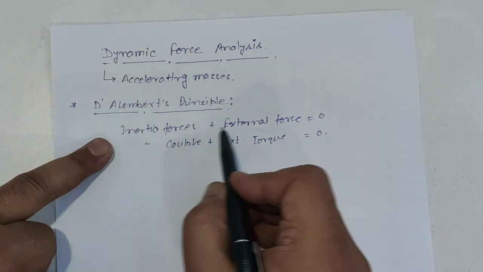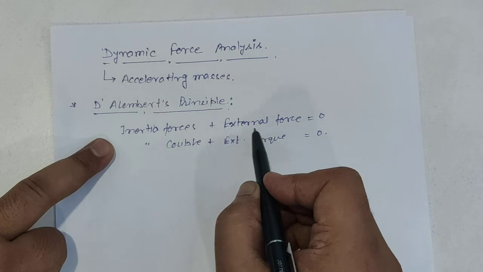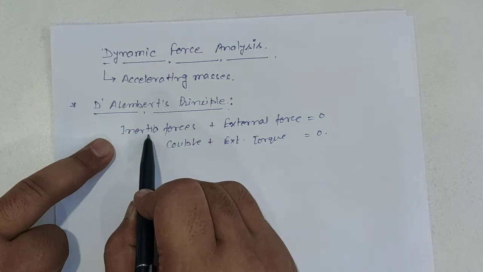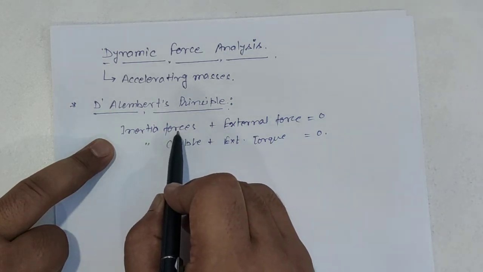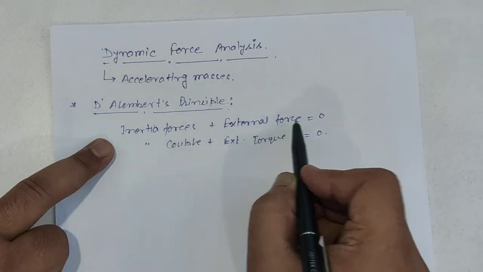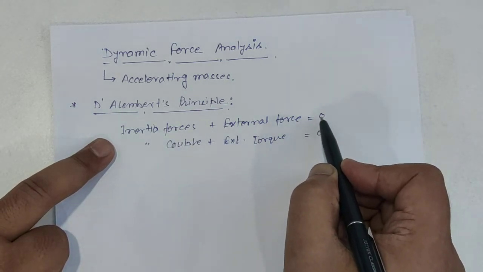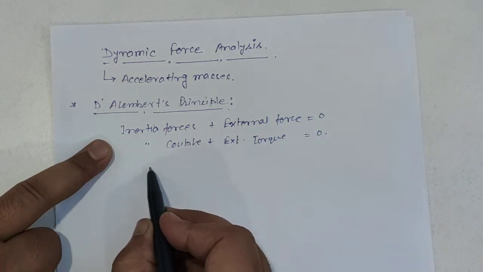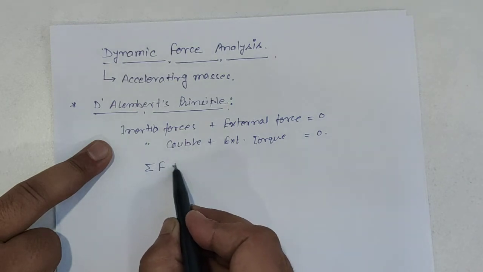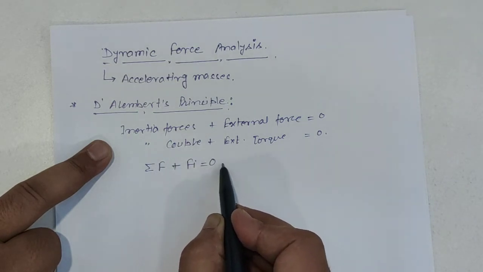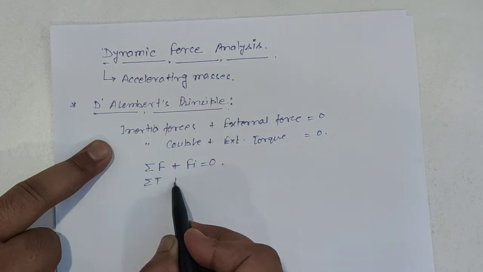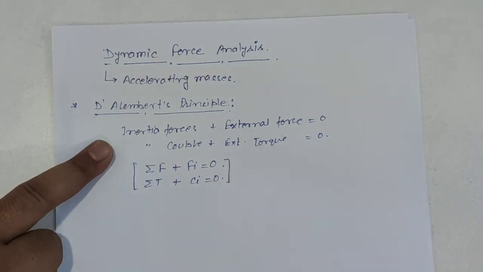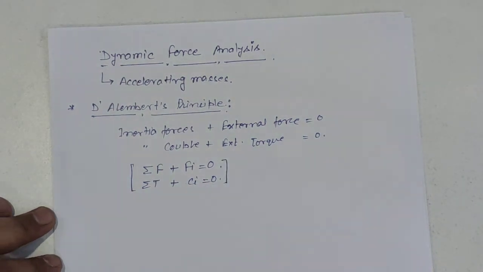In simple terms, if we have a body with some external forces, and we add the inertial force of that body to the external forces, it will give the equilibrium condition. Zero means equilibrium condition. So the total forces plus the inertial force equal 0, and the total torque plus the inertial couple equal 0. By this method we can convert our dynamic system into static equilibrium.